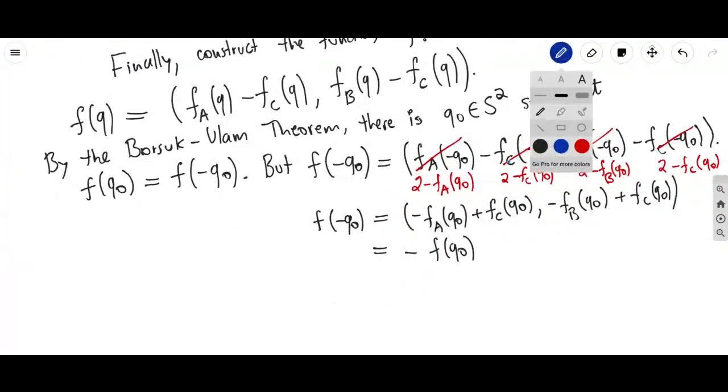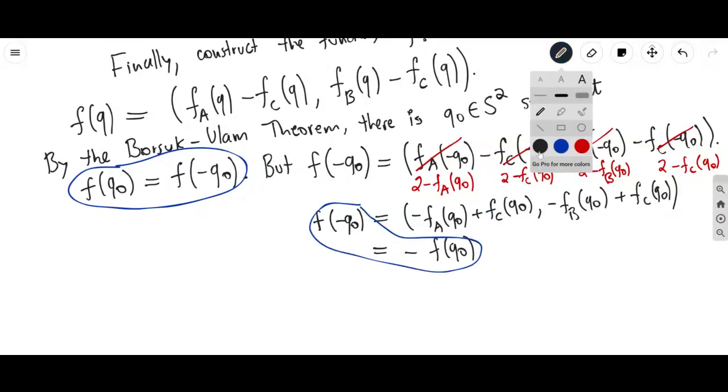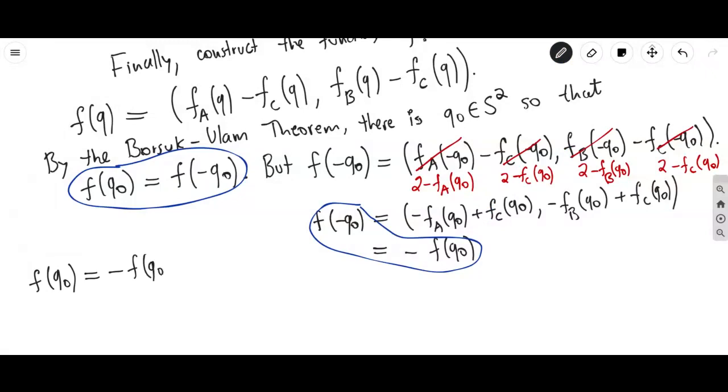So now look at this. F of Q0 is equal to f of minus Q. And f of minus Q is minus f of Q0. If you put these together, we have f of Q0 is equal to minus f of Q0. So in other words, that means that f of Q0 is 0, right? The only vector which is equal to itself is the 0 vector. Of course, when we write 0, we mean the 0 vector in R2.